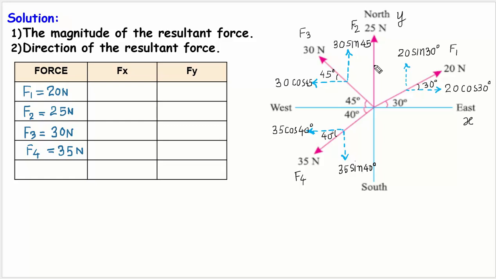The vertical force 25 Newton is in the vertical direction, so it has only y component. So I'm going to write down all these forces. F1 20 Newton, so F1 got resolved along x direction as 20 cos 30 and along y direction 20 sin 30.